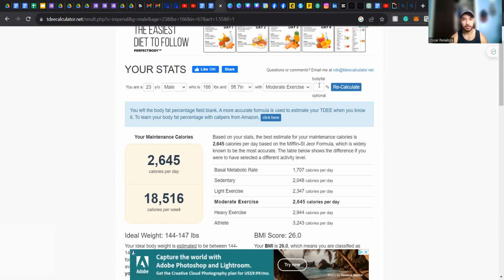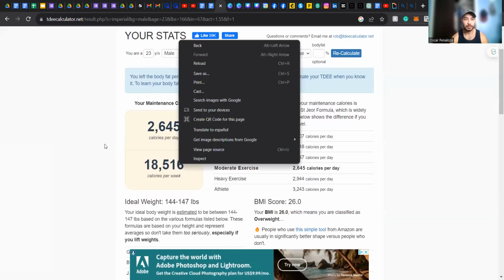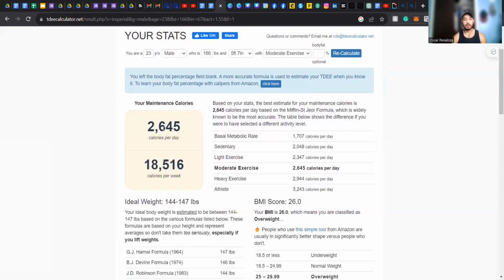You also have the option to put in your body fat percentage if you know that. That's a little bit more advanced. I know mine, but I don't want to get into that. So, all right, here we go. Your maintenance calories, you are at 2,645 calories per day. 18,516 per week, right? So daily, I would need to consume 2,645 according to the information I put in to maintain my weight, right? If I wanted to lose weight, I would have to eat under this.